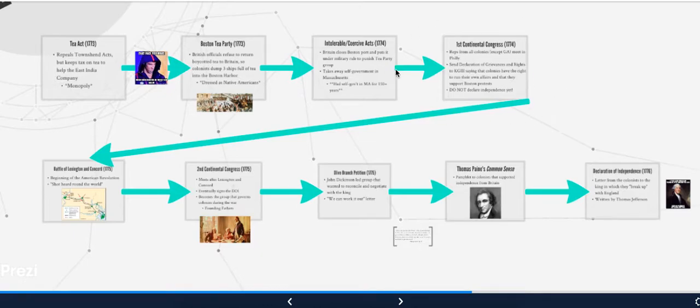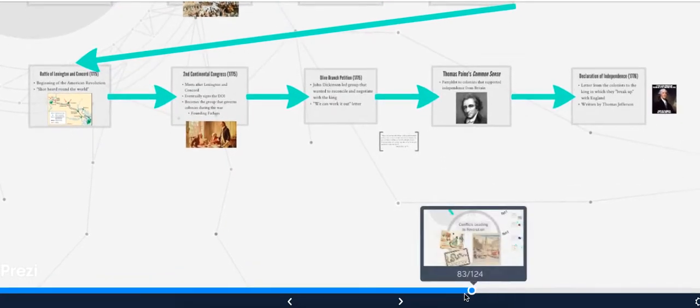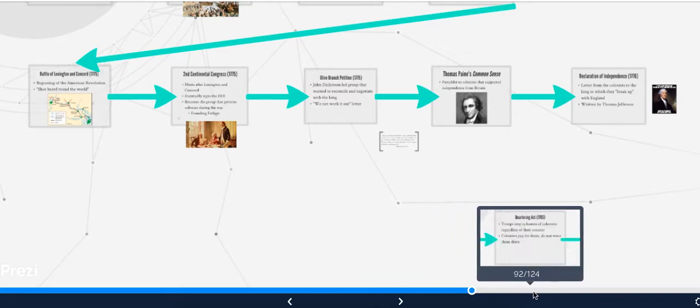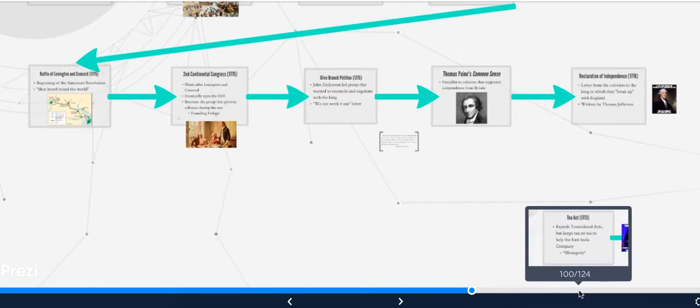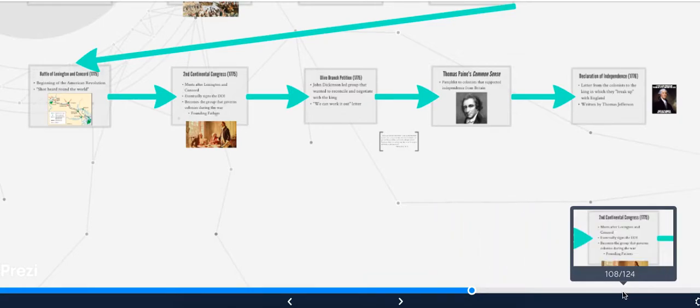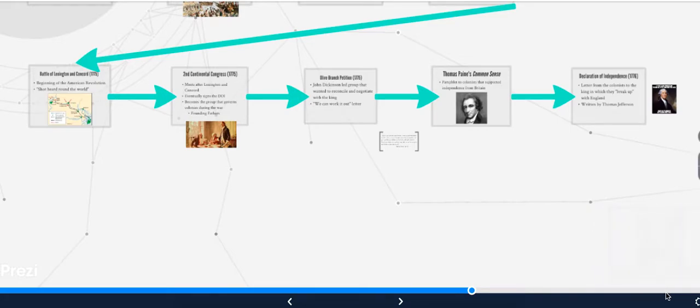Remember, the First Continental Congress is the squad that's like, hey, we're mad. And the Second Continental Congress actually writes the Declaration of Independence. See, that wasn't too painful. All right, and then, let's see. I think that's about all we got, friends.